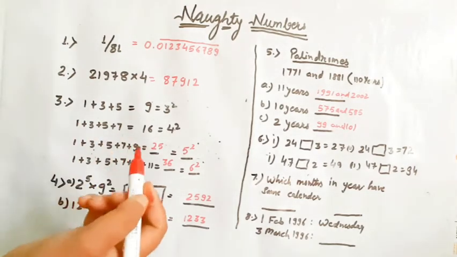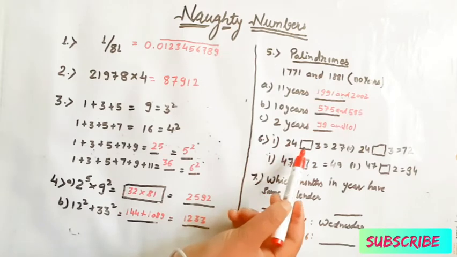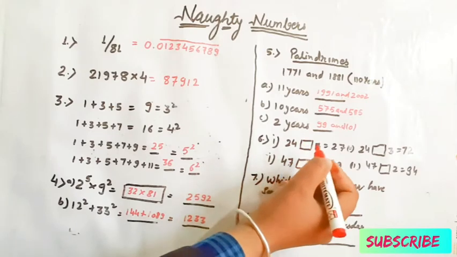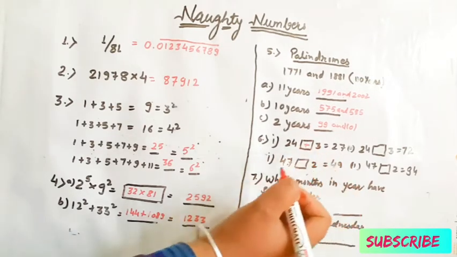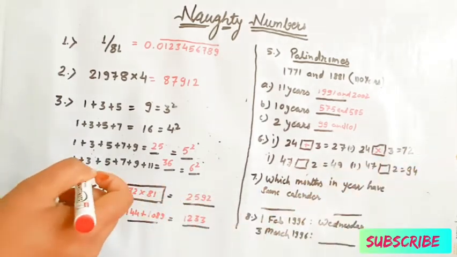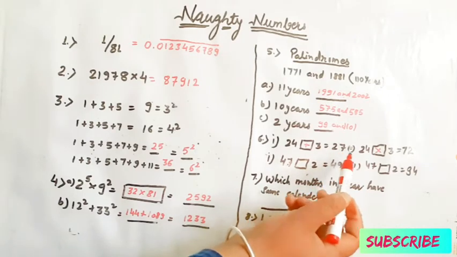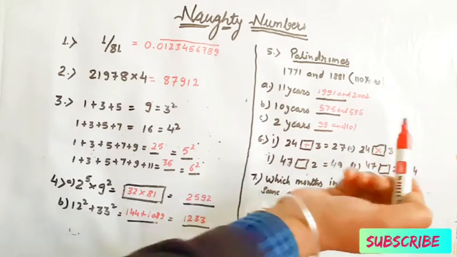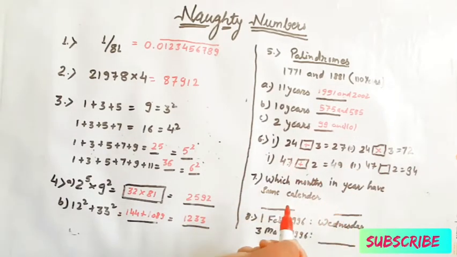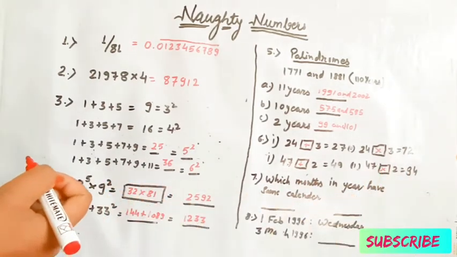Next, one more magic is there. See, we have to put a symbol in the box to get the answer. So 24 plus 3, you know it is 27, and 24 into 3, you know it is 72. What is the relation? The sum is 27, and when you reverse the digits, the product is 72. Same, 47 plus 2 is 49 and 47 into 2 is 94.